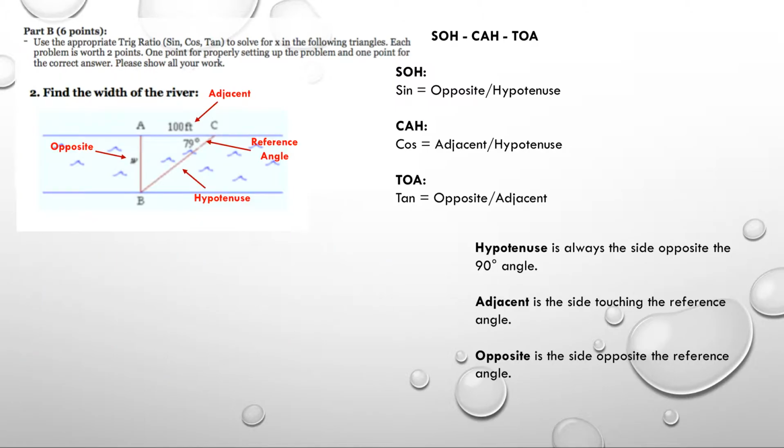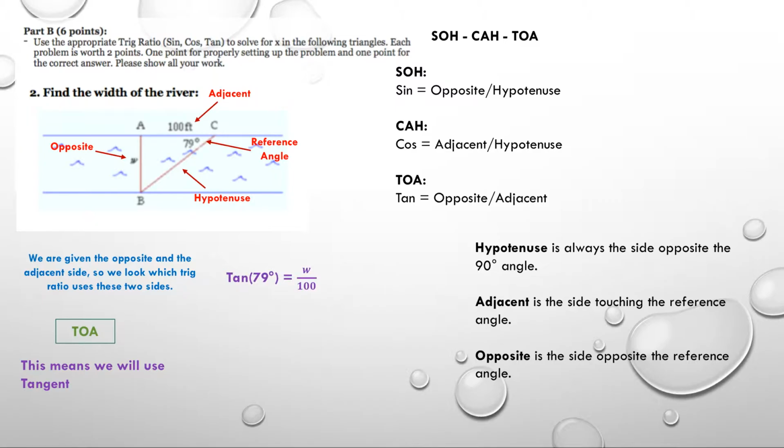For our second problem, we're asked to find the distance across the river. So we want to find the distance from point A to point B. Now again, we want to label our triangle so we know which trig function we can use. Our reference angle is 79 degrees. We have the adjacent side given to us, and we are asked to find the opposite side. So opposite and adjacent, that tells us we're going to use tangent.